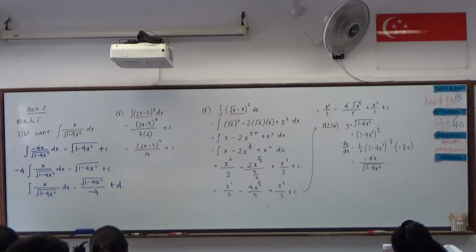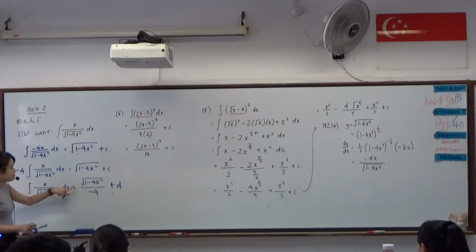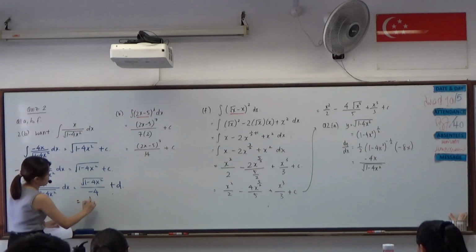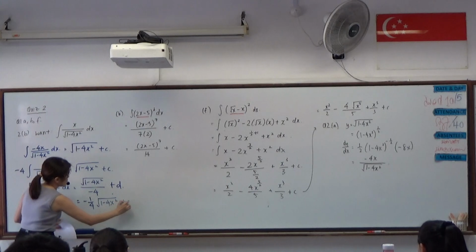Some of you maintain c all throughout. I would recommend that you change it to d, for it to be somewhat algebraically accurate in some sense, and then you don't confuse yourself with so many c's. Then this negative sign can actually be brought out. If you want to write it in this manner, it's also okay.